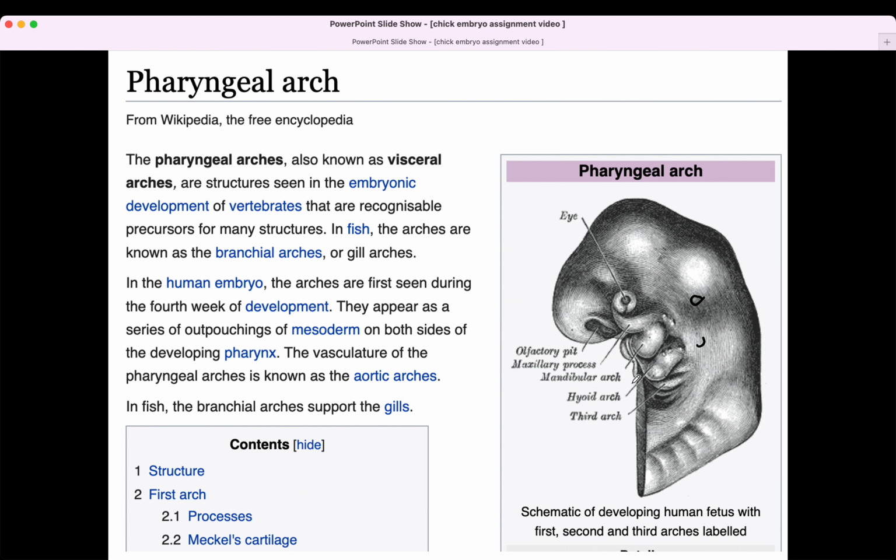And the book doesn't talk about them very much. In lots of settings, they're talked about a lot because the pharyngeal pouches give rise to different components of the vertebrate lower head and throat. And lots of stuff happens here in the evolution of vertebrates.